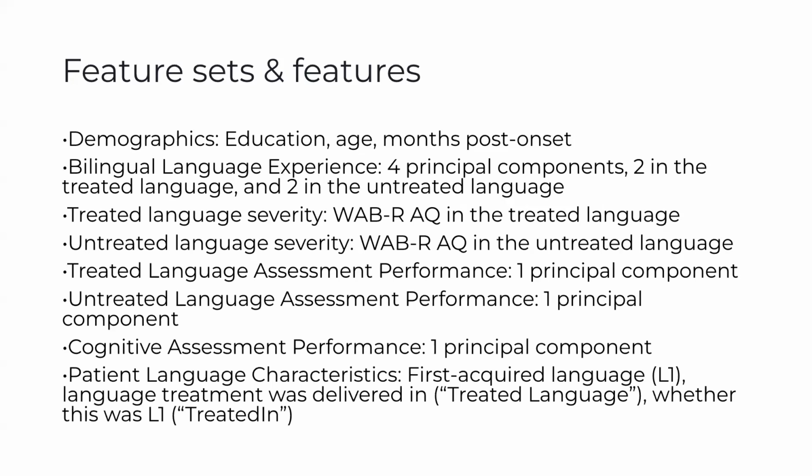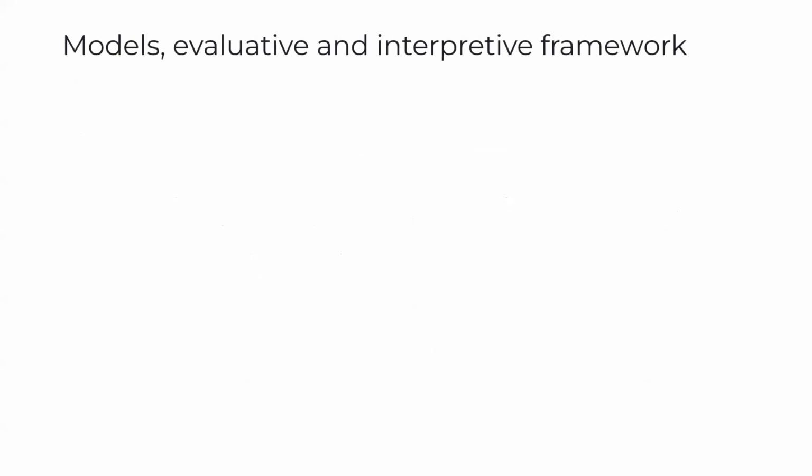And then this feature set entitled patient language characteristics. What this is coding are three variables, and one of these is particularly important. One of them is their first acquired language, whether it was English or Spanish, then the language the treatment was delivered in, the treated language, and then whether this aligned with their first acquired language, so our treated in variable. So now to go on to the models and evaluative framework, and then talking a little bit about interpretation.